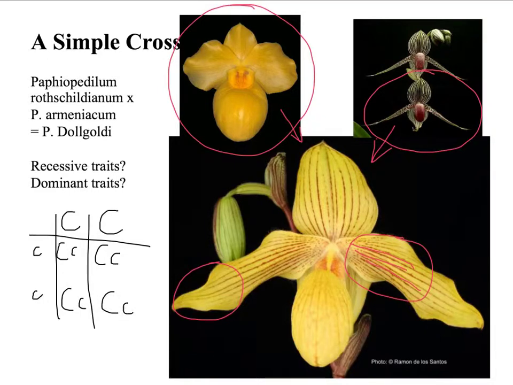And because all of the offspring are yellow, we can say with reasonable certainty that Armeniarchum's colour is going to be the dominant one. And that's why I've given it the capital C's. We can say something very similar when we're dealing with the striping, where the Rothschildianum striping is dominant and any striping allele at all, if it exists in Armeniarchum, is going to be recessive.